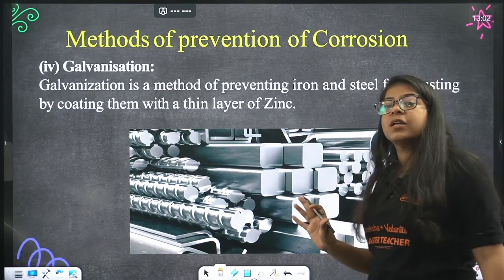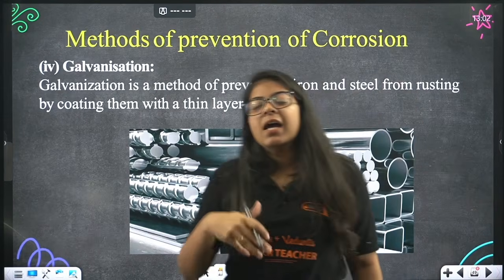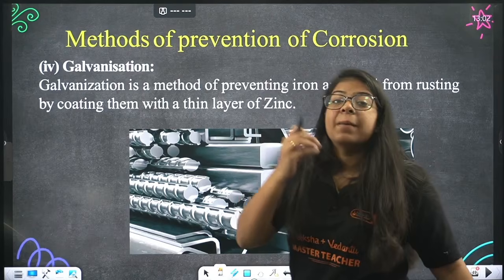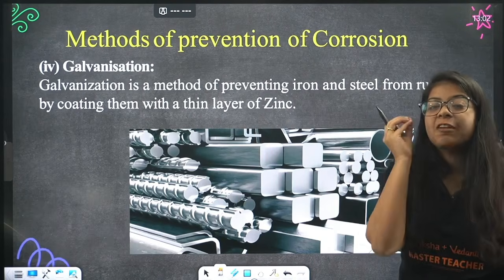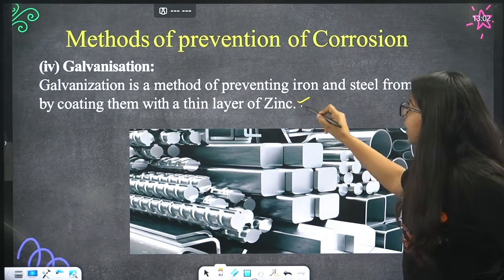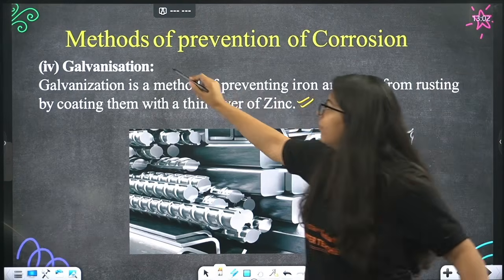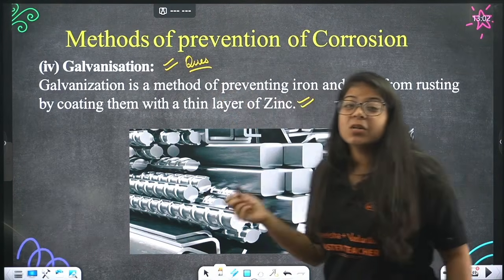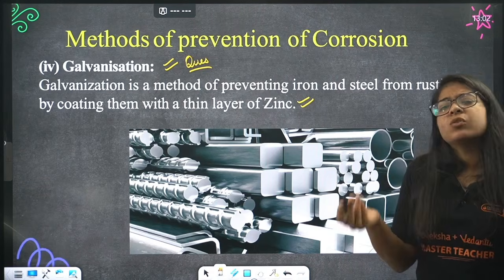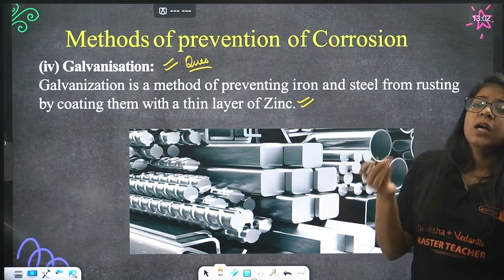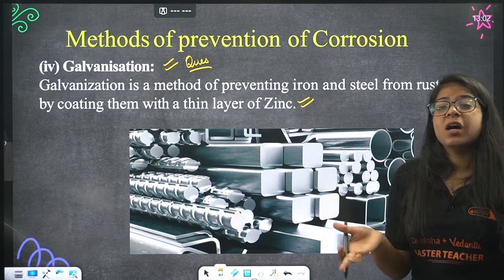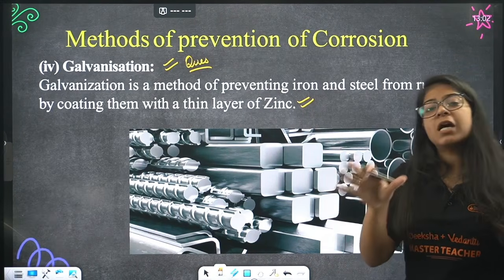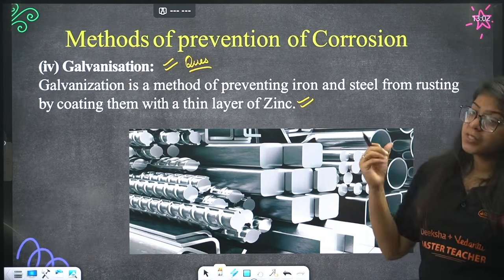What is galvanization? It's simply the method of protecting iron or steel from rusting by coating them with a specific element, that is zinc. That is a layer of zinc. Now galvanization can be asked in the question paper. Why? Because it is very specific, right? So they ask you to write two methods to prevent corrosion. Or write one specific method, or they can simply ask what is galvanization. So this is very important.